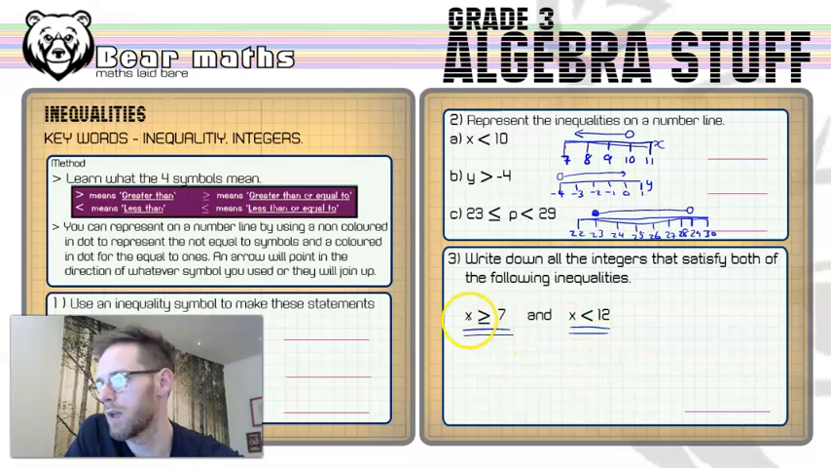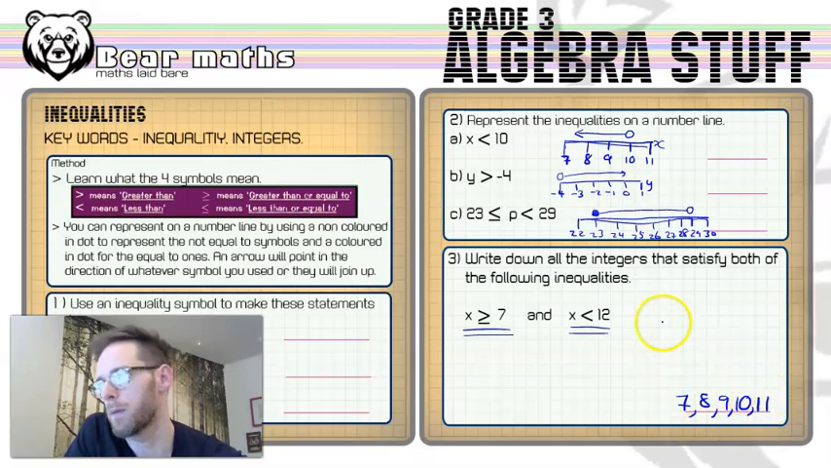Could it be 7? X could be 7 because it's including that value of 7. So it definitely could be 7. All right, it could definitely be 8. It could definitely be 9. It could definitely be 10. It could definitely be 11. And could it be 12? All right, no, it couldn't be 12 because it says it's got to be less than 12. X is less than 12. All right, so we can't include 12 in our integer values here.